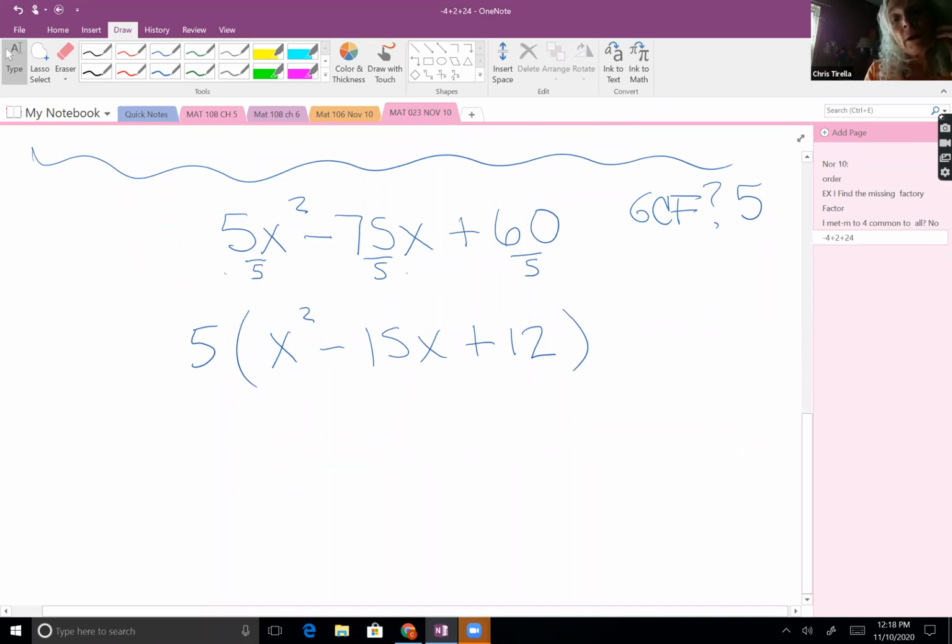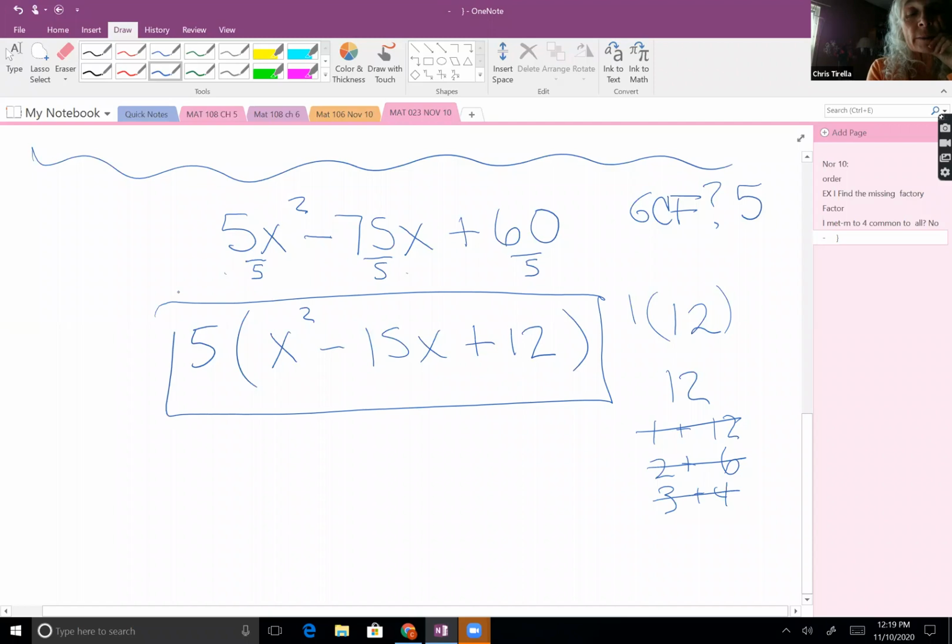So now I'm looking for factors of 12, because 1 times 12 is 12. I'm looking for factors of 12 that add to 15. 1 and 12 would be 13. 2 and 6 would be 8. 3 and 4 would be 7. I don't think there are any numbers that multiply to 12 that would add to 15. And so this one only has a common factor.